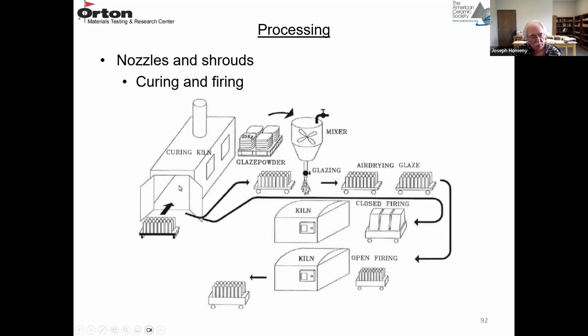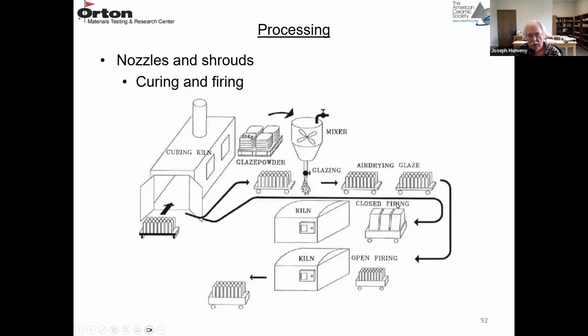So these tubes go through a curing furnace. So this is low temperature, it sets the polymer, cures the polymer. And then it can go through a glazing operation, like I just mentioned. So you spray on a glazed powder, coats these tubes. And if you do that, you can go down here to what's known as an open firing. So it can be fired in the air atmosphere because that powder will melt, form a glaze or a glass, and coat these tubes, and that prevents oxidation.